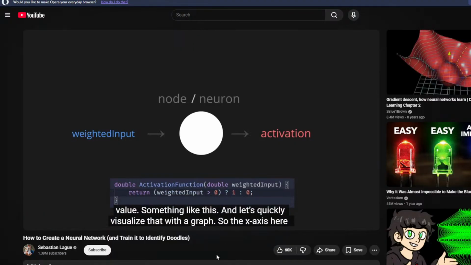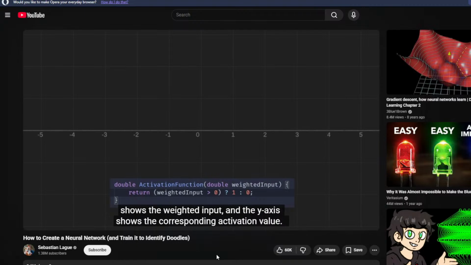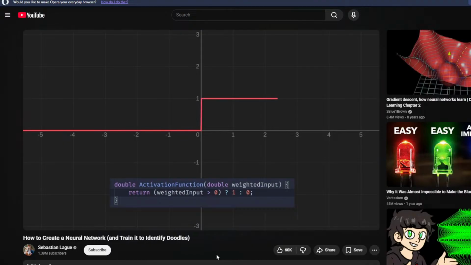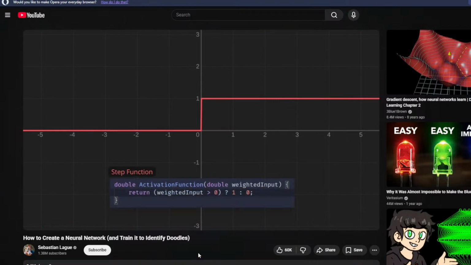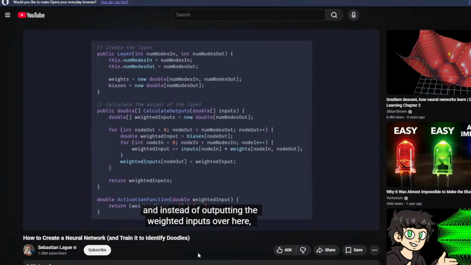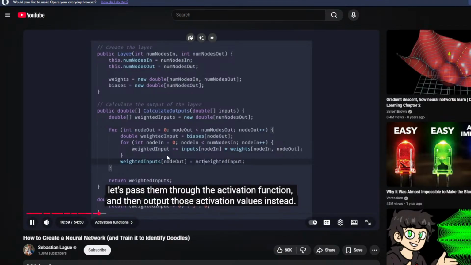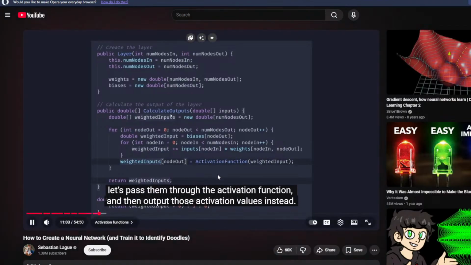And let's quickly visualize that with a graph. So the x-axis here shows the weighted input, and the y-axis shows the corresponding activation value. Using an activation function like this should allow us to have more complex decision boundaries. Before we can try it out though, we'll need to quickly jump into the layer script, and instead of outputting the weighted inputs over here, let's pass them through the activation function and then output those activation values instead.